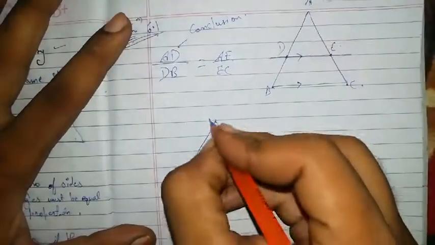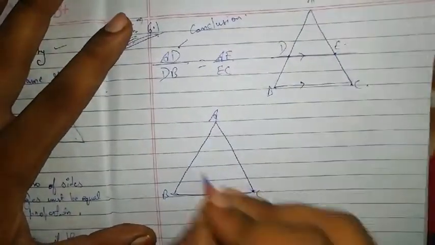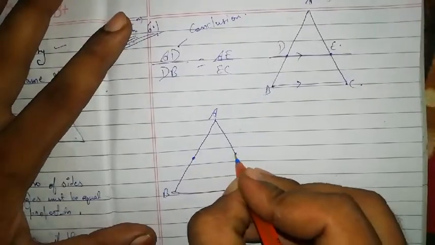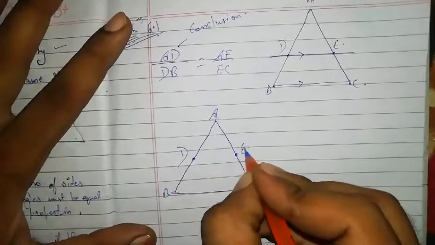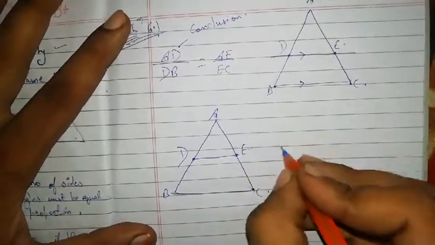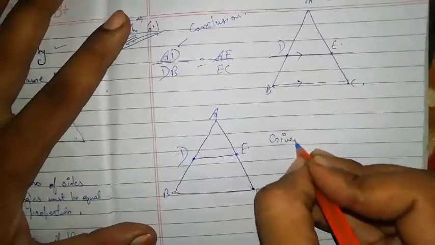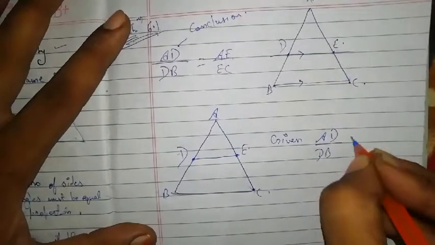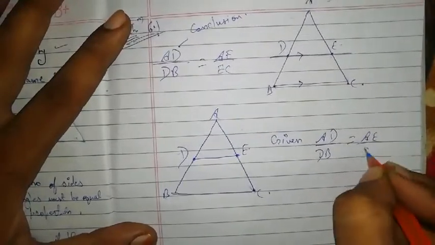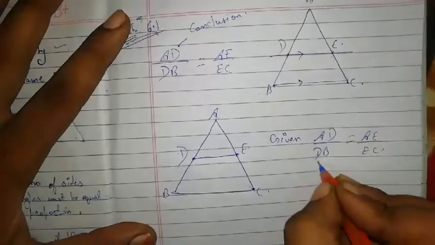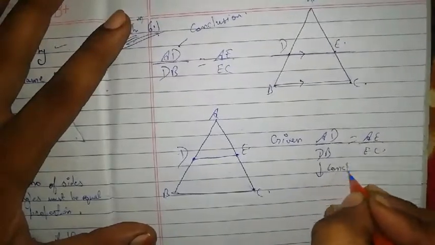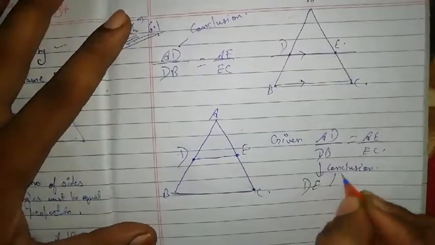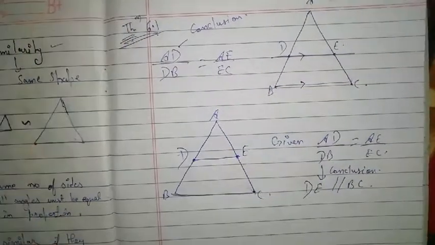Now if ABC is a triangle and we have two points D and E, so given is that AD upon DB is equal to AE upon EC. Okay, so from here we get the conclusion that line DE is parallel to BC. Okay, this is the converse.